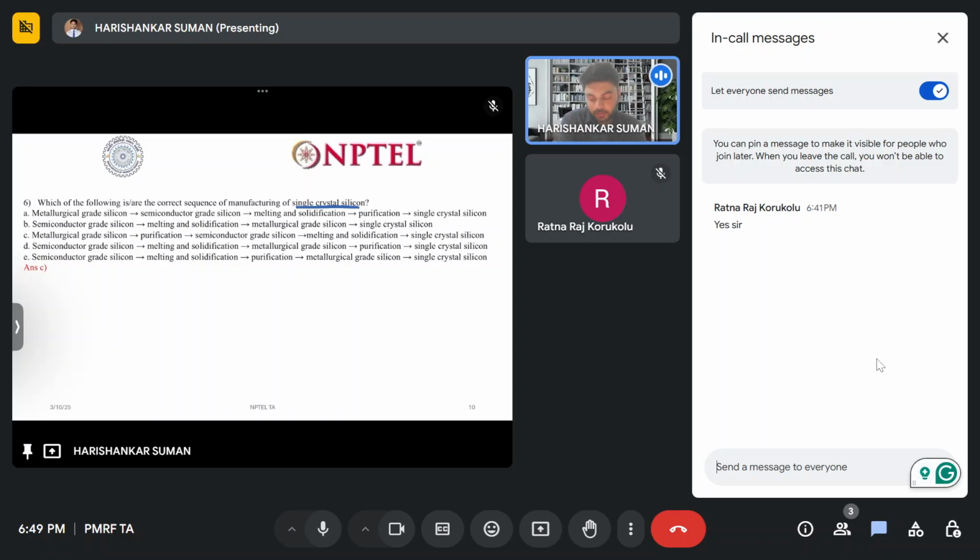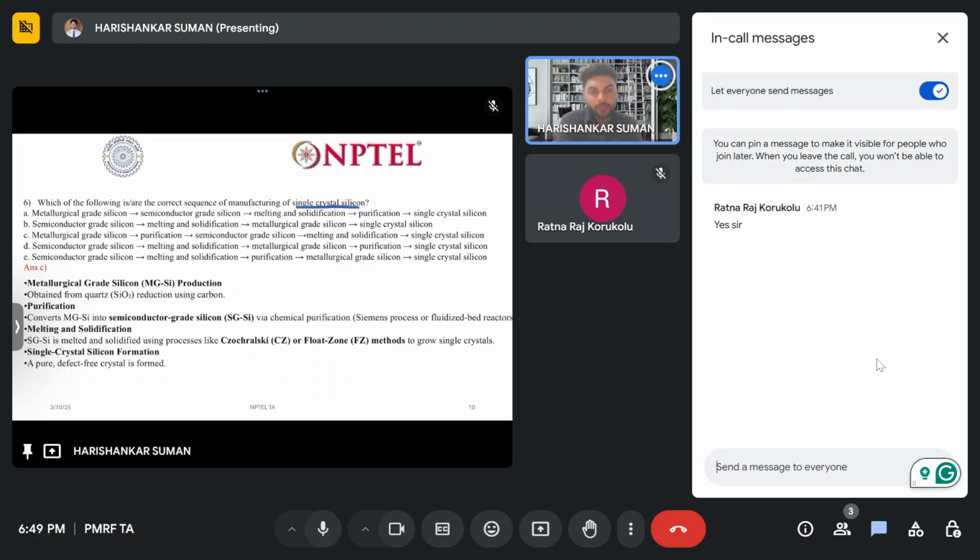So the answer will be C. First, metallurgical grade silicon, MG silicon production, obtained from quartz SiO2 by reduction using carbon. Then purification. Then after purification, it converts into semiconductor grade silicon via chemical purification, cement process or fluidized bed reaction, and then melting and solidification.